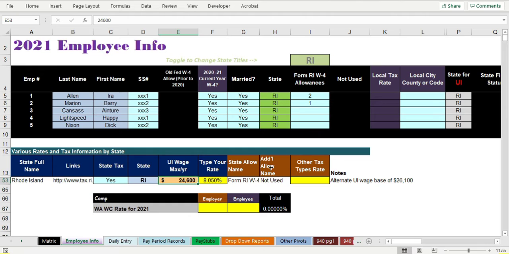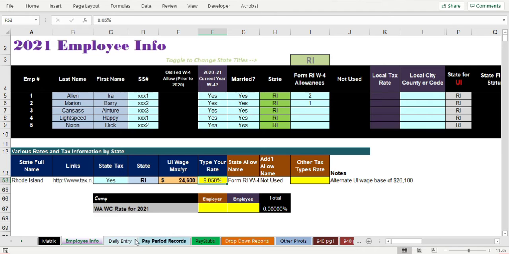Other things related to Rhode Island, there can be two different wage bases for unemployment. It can be 24,600, I think, is one, or 26,100 is the other one. The state will obviously assign that to you along with the rate.